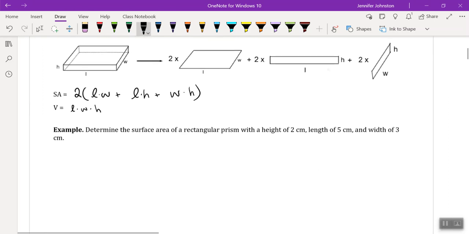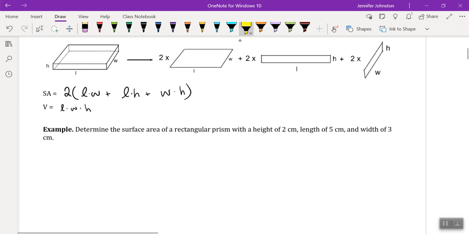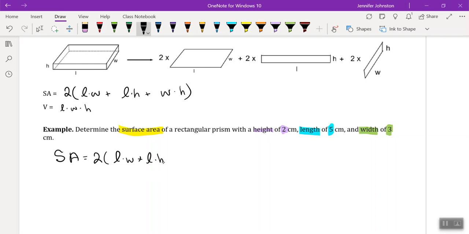Yeah. So we have an example here. We're going to find the surface area of a rectangular prism that has a height of 2, a length of 5, and a width of 3. Since it says surface area, we're going to use our surface area formula, not the volume formula. So the first step is always to write down our formula. And then next we're going to sub in our values.